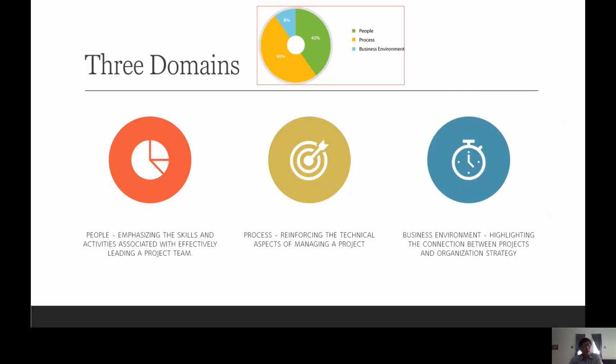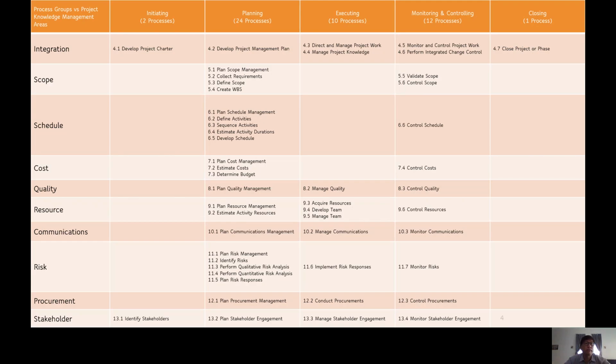Moving on. Now, the new syllabus actually has moved away from what was formerly published as the 49 processes entirely. There are five process groups. You can see that's initiating, planning, executing, monitoring and controlling, and closing. That's called process groups, spaced by timing, basically from the beginning to the end.